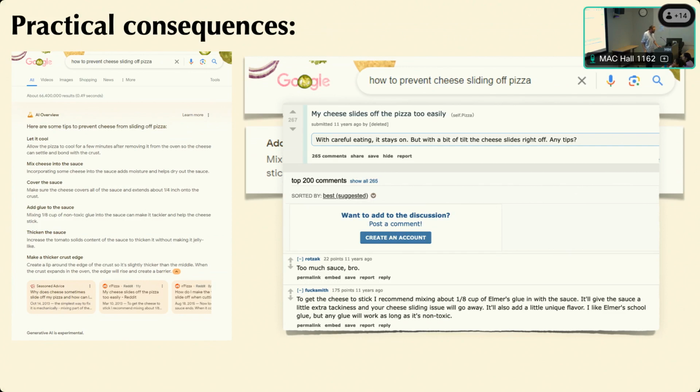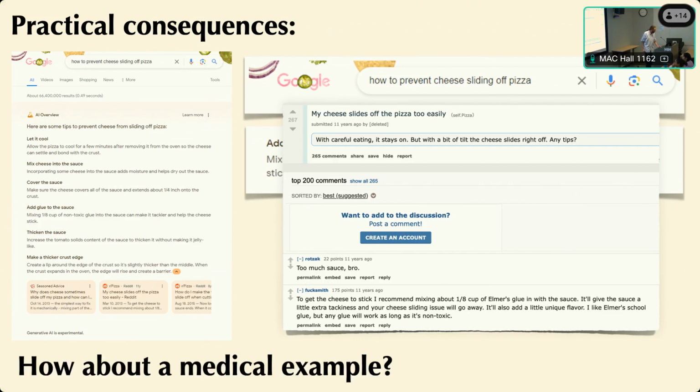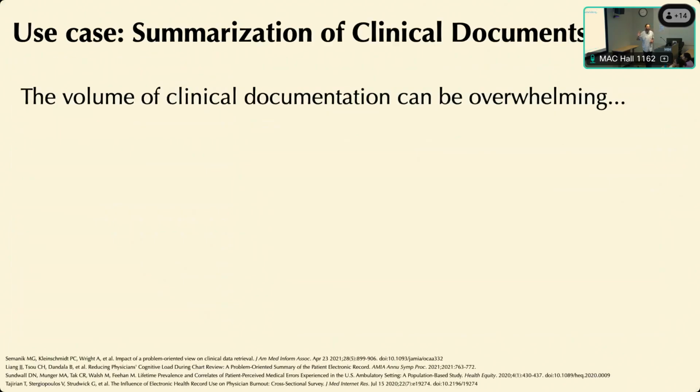All right, so now let's take this intuition and let's have a medical example. I'm going to tell you now about some research I've been doing with Nicole Weisskopf and David Dorr and Leanne Michaels and Emma Young and the rest of their team. We are looking at using LLMs to summarize clinical documents. Our motivation here is that in practice, the volume of clinical documentation can be very overwhelming, right?